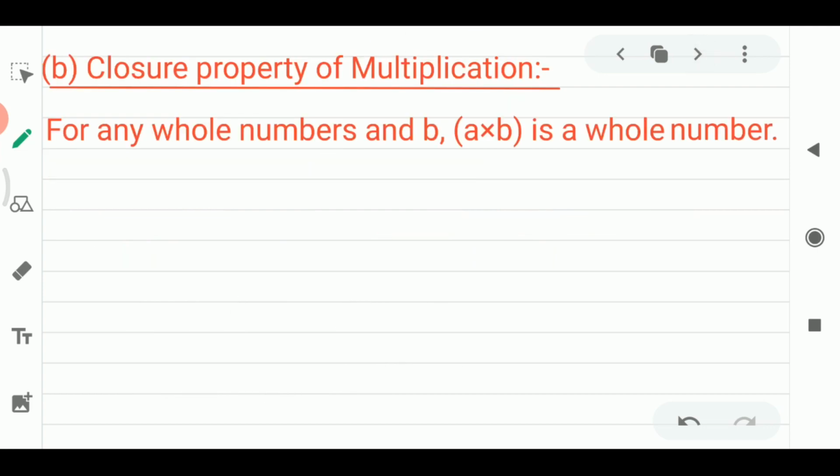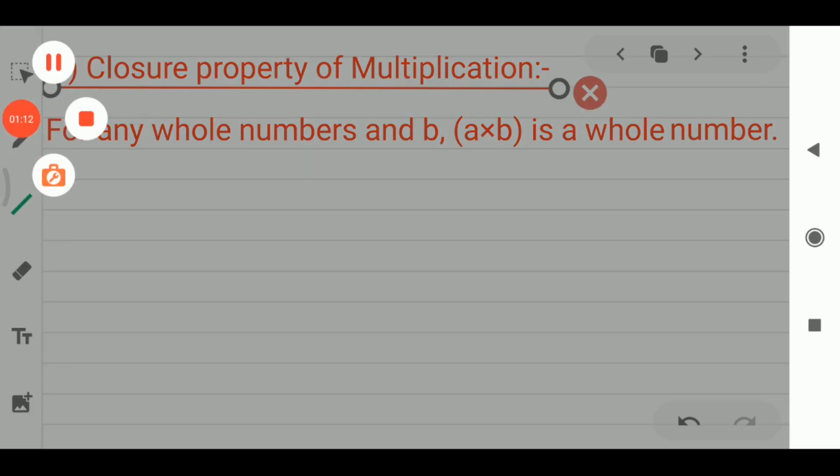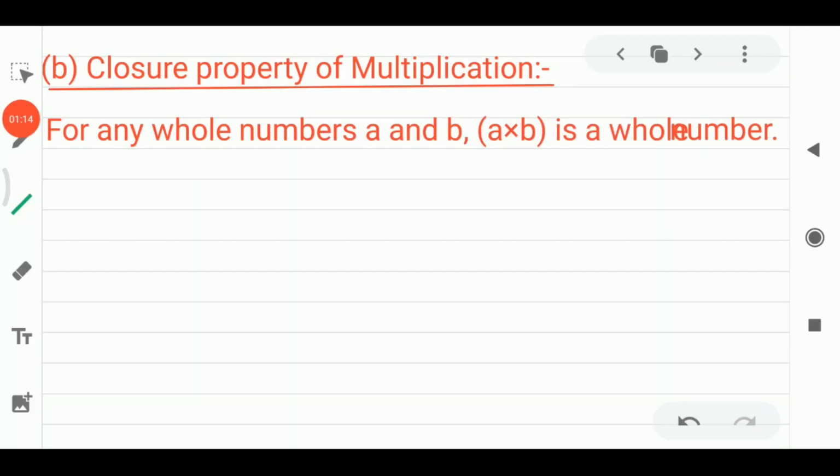Then closure property of multiplication. For any whole numbers a and b, a into b is also a whole number.